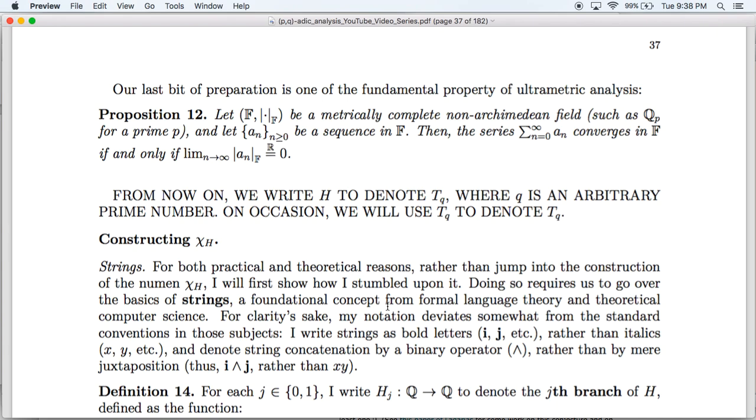Doing so requires us to go over the basics of strings, a foundational concept from formal language theory and theoretical computer science. For clarity's sake, just for those formal language theorists or theoretical computer scientists out there, my notation deviates somewhat from the standard conventions. I write my strings as bold letters rather than italics, and I denote string concatenation by a binary operator, in this case a wedge, rather than by mere juxtaposition. So i wedge j is the concatenation of i and j rather than ij or just xy.